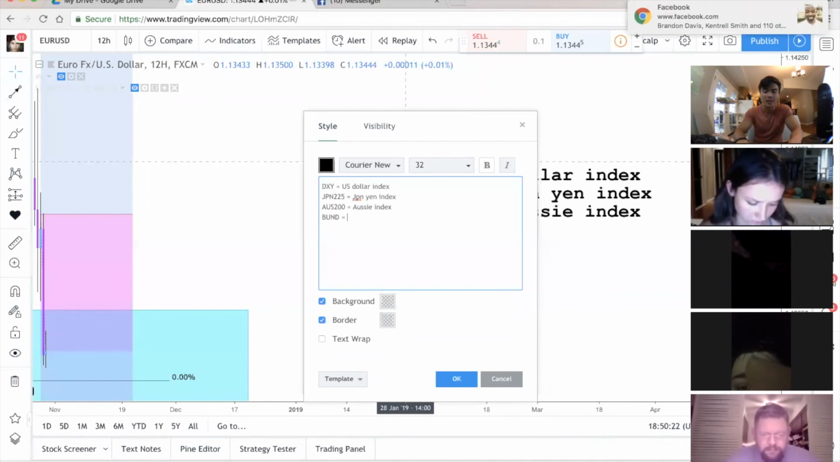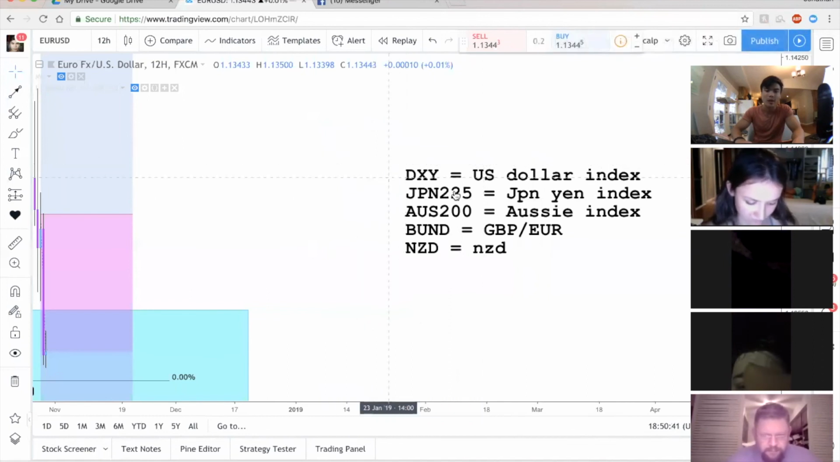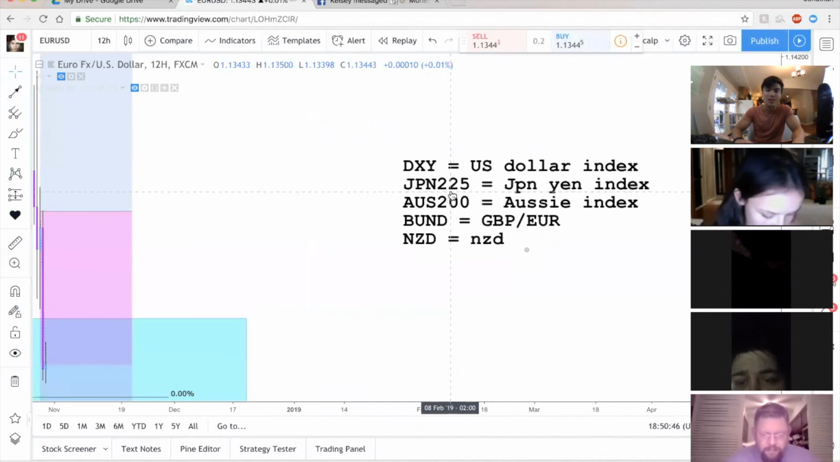This one's not very useful in my opinion because it's not quite for the euro, it's not quite for the pound. And then there is NZD, which is for the New Zealand dollar. This one really doesn't move much. I don't look at it much, but the really important ones are the first three: DXY, JPN 225, and Oz 200. These are the most useful. If you're trading a pair with a Japanese currency, you're going to look at the JPN 225. If you're looking at it with an Aussie currency, look at the Oz 200, and so on.